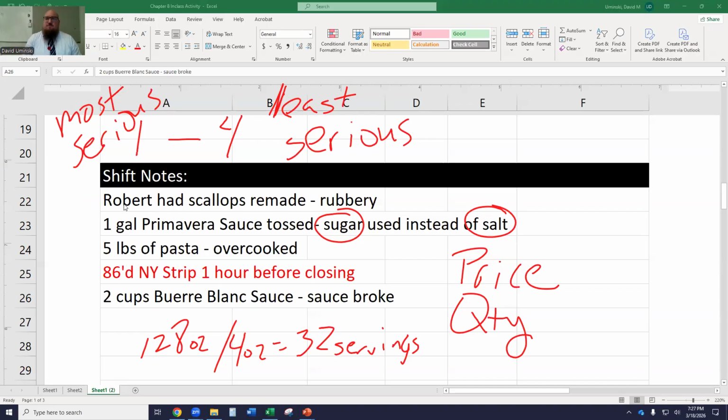What's another issue with this situation? It's going to need to get remade, time-wise. Good. Spend more time remaking it. So not only are we losing cost on ingredients, we're losing cost on labor. Okay. Any other bigger issues that you see? As a detective, as a manager, what do you want to look at? What's the cause of this problem?